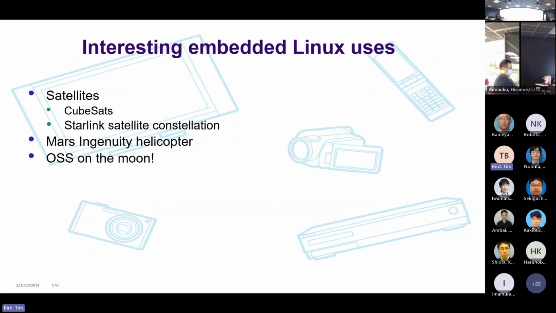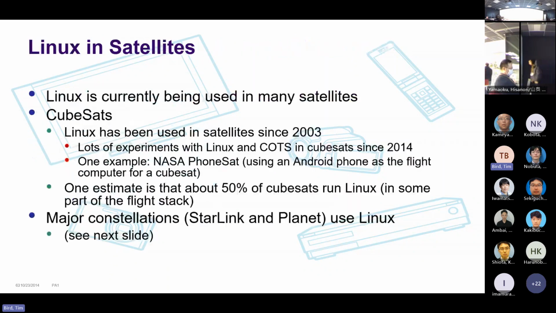Just because I'm a space nut, I always like to talk about what's going on in space. So I'm going to talk about interesting embedded Linux use cases. Linux is being used in a ton of satellites, all the way since 2003. It's been 20 years since Linux has gone into satellites. Not all of them, but a lot of them, especially CubeSats. It's estimated that about 50% of CubeSats, which are the smallest ones, run Linux in some part of their flight stack.